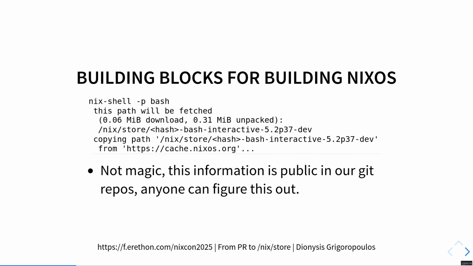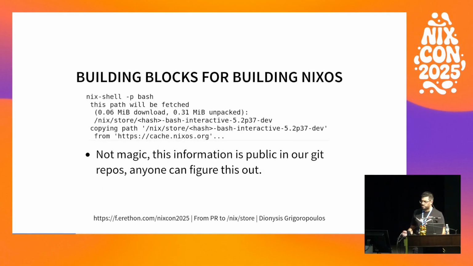All of this information is currently public in our Git repositories. Anyone can figure this out. I'm new to NixOS myself. I've only been using NixOS for a year and a half. The way I figured these things out is by Git cloning the repositories and grepping at the source code.